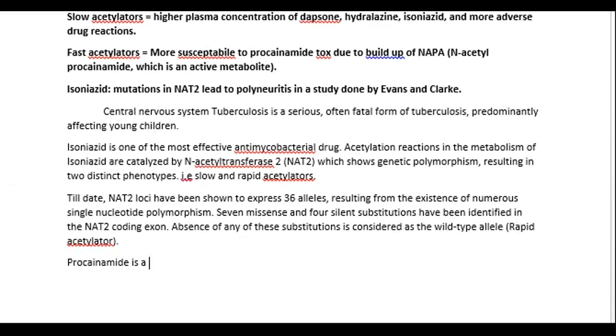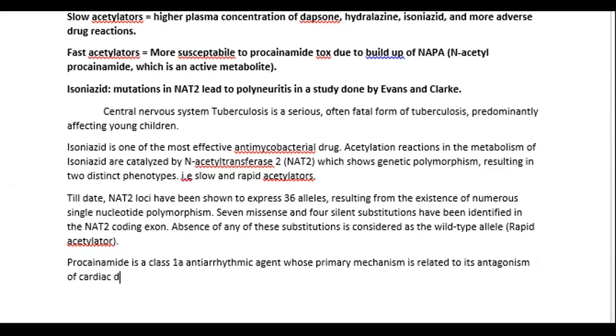This procainamide is a class 1A anti-arrhythmic agent whose primary mechanism is related to its antagonism of cardiac sodium channels, delaying the phase zero of the cardiac cycle.